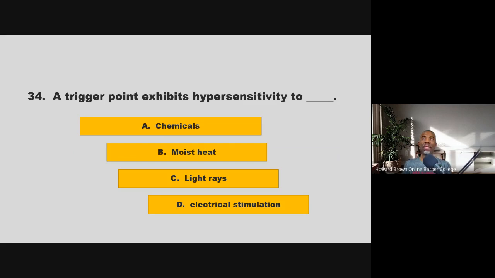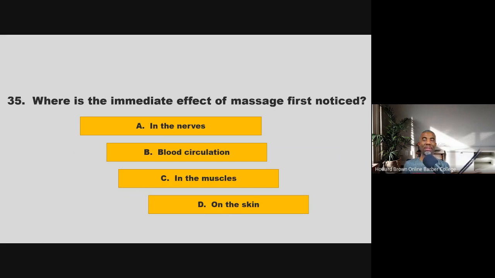A trigger point exhibits hypersensitivity to blank. Is it chemicals, moist heat, light rays, or electrical stimulation? If you chose D, electrical stimulation, you are correct.